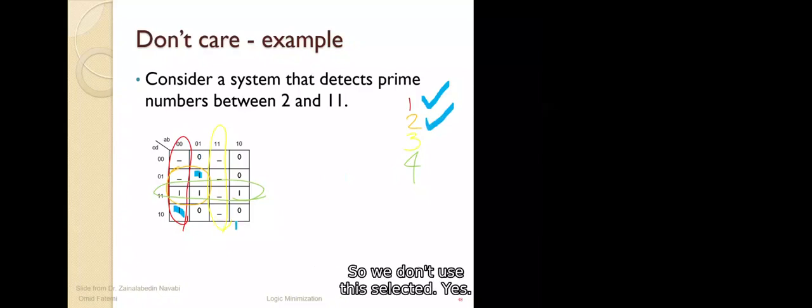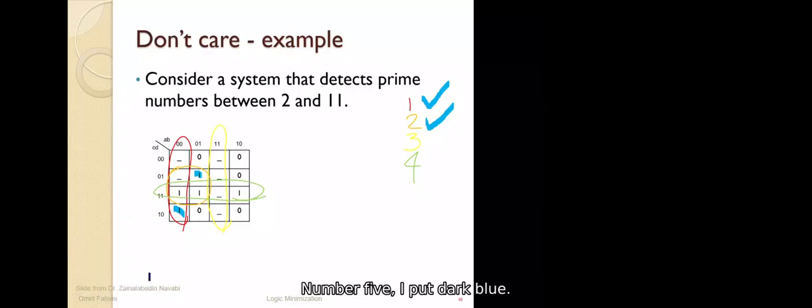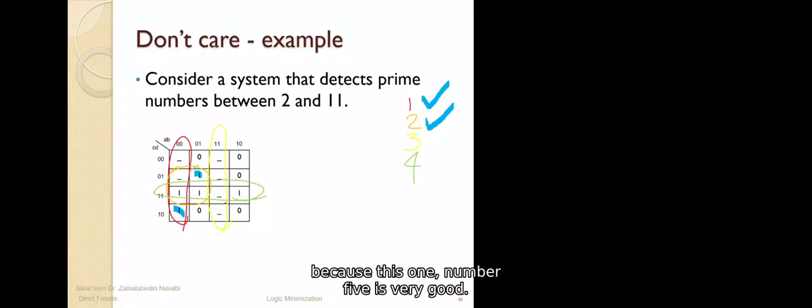Select it, yes. You can make another implicant, BD. So the square right in the center. Oh, perfect. So number 5. I put dark blue. Number 5, very good. Here is what is yellow, green, why yellow? This one. Number 5 is this. Very good.